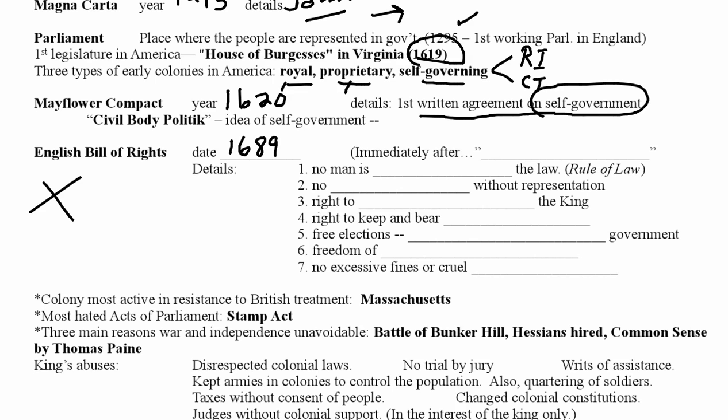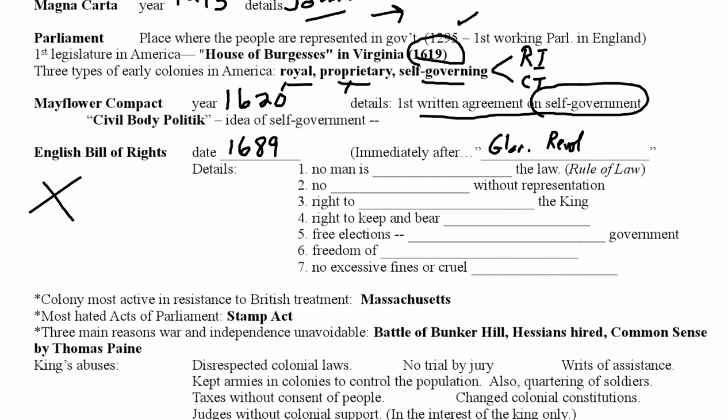Glorious Revolution. Oh, there's where you put it. Glorious Revolution of 1688. And this succeeded the English Civil War. Some of the details of the English Bill of Rights, which precedes the Virginia Declaration of Rights and the Bill of Rights in the United States Constitution.